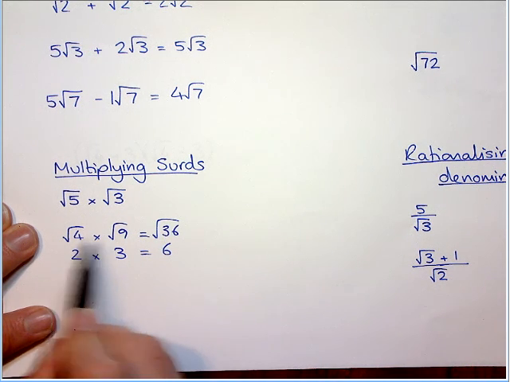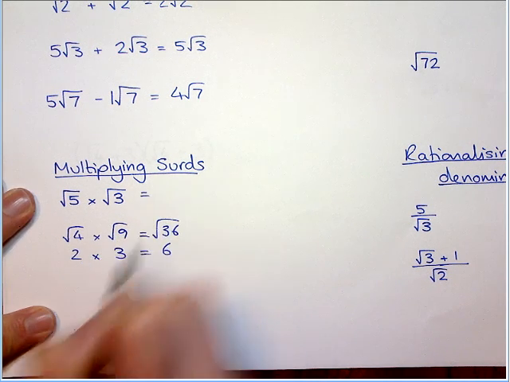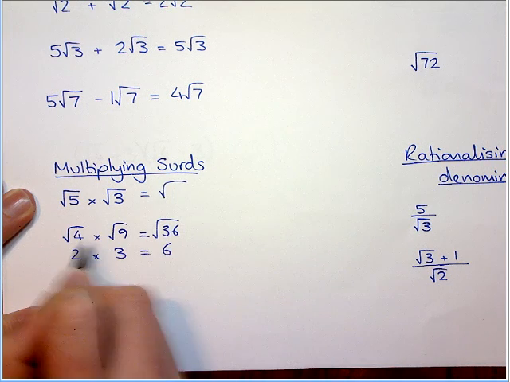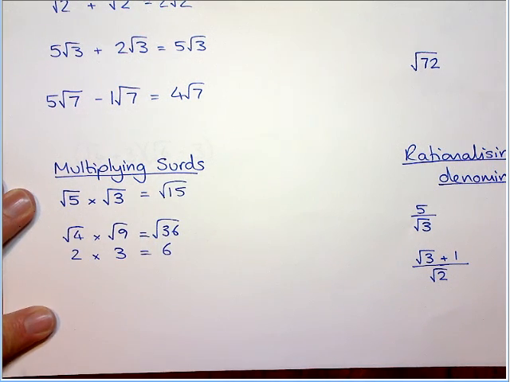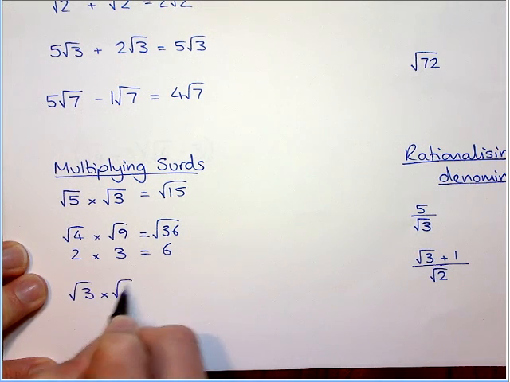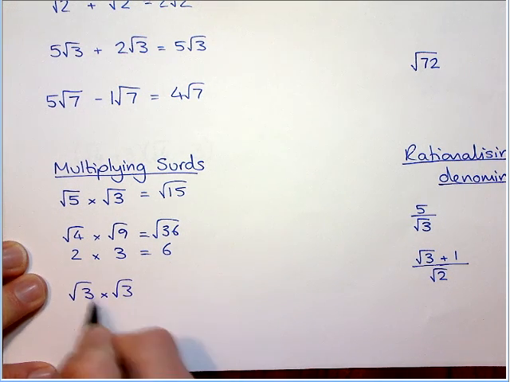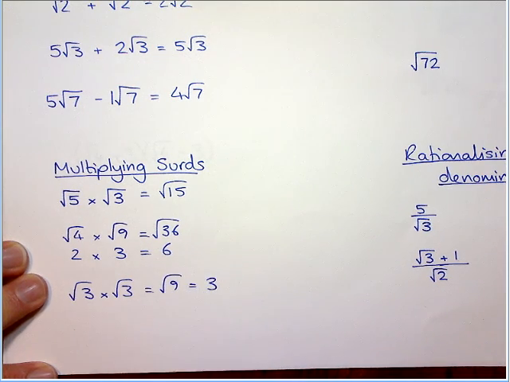Now if you look at this question, you can see, what do you do with these numbers here to get 36? Well, you times them, which means I can now work this one out. If I just times them, so 5 times 3 is 15, and there I have it. So if you get a question like this, for example, well, root 3 times root 3 is root 9, or simply just 3.